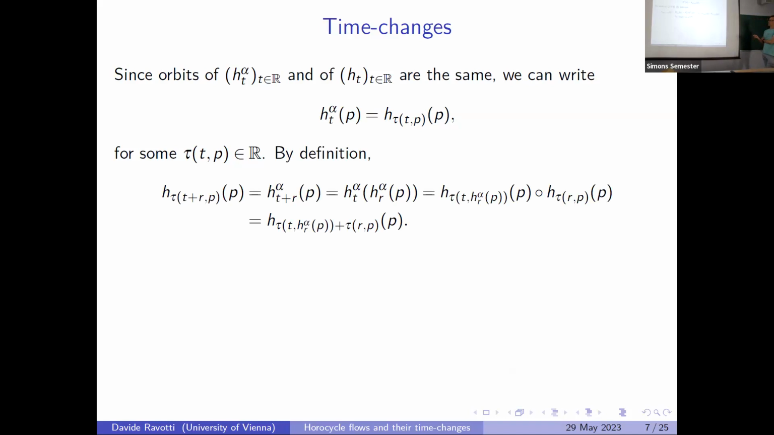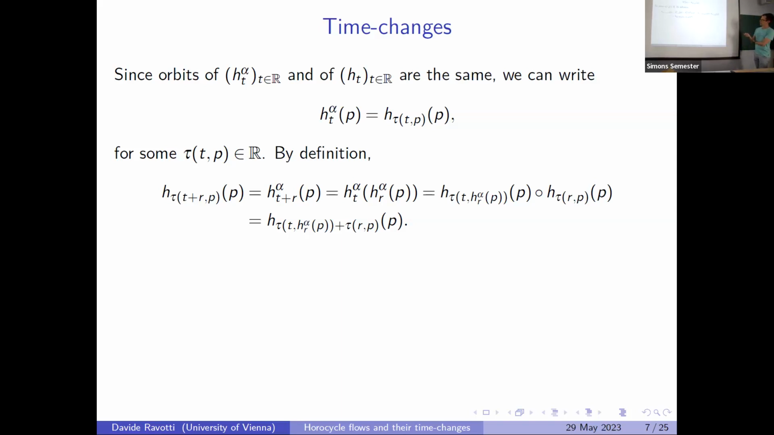So what does this function tau satisfy? Well, if I start from a point p and then I move with the Horocycle flow for time tau at t plus r, evaluated at p, by definition this is just flowing with the time change for time t plus r. Since this is a flow, I can rewrite it as h alpha t composed with h alpha r applied to p. This is just by definition of flow. But now I reapply my definition of tau. So this term inside the bracket is going to be h of tau of r, p applied to p.